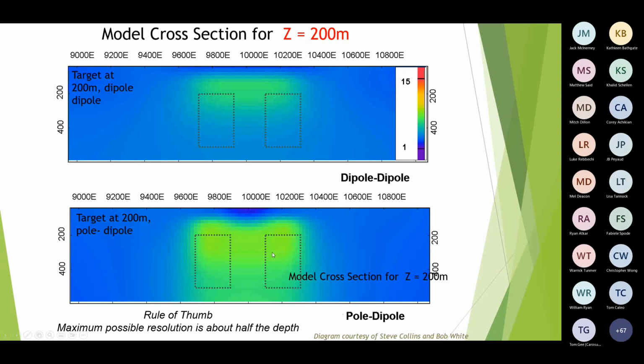Would we know that there were 2 different ore deposits? Maybe not. We might drill straight down the middle and not actually intersect either of them, thinking that it's just one zone. Terrible resolution.